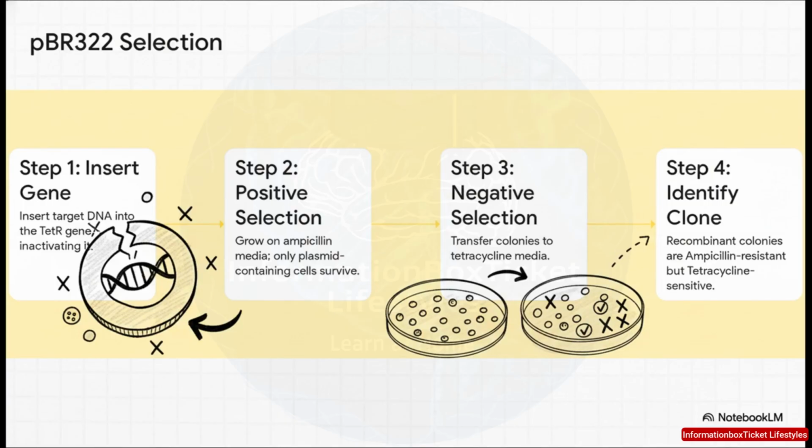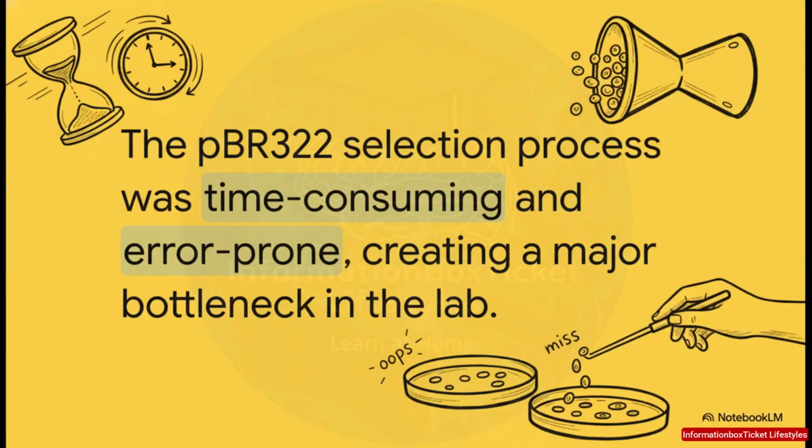So you have to painstakingly copy every single surviving colony onto a second plate, this one with tetracycline. And here's the wildest part. The colonies you're looking for are the ones that die on the second plate. It works, but it's just so indirect and clunky. You can see where this is going, right? This whole process was incredibly time-consuming. It wasn't very efficient, and trying to perfectly copy colonies from one plate to another, well, it was really easy to make a mistake. Scientists knew there had to be a better way.